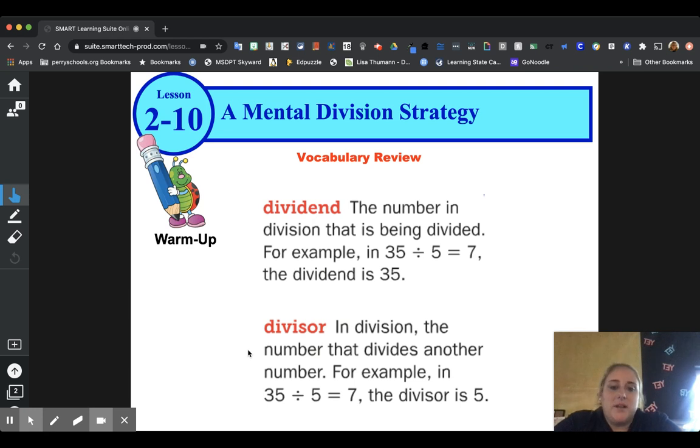First word is dividend. So we have dividend and we have divisor. Dividend is the number in division that is being divided. So, for example, you have 35 divided by 5 equals 7. 35 is the number that is being divided into different pieces, so that's our dividend. The 5, on the other hand, is the divisor. That's the number that is doing the dividing. It's dividing into 5 groups for this example. So 35 is the dividend, 5 is the divisor.